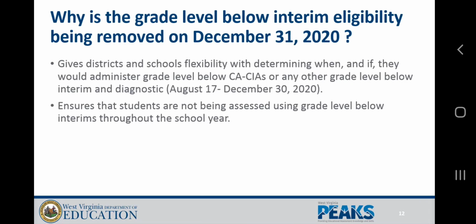Why is the grade level below interim eligibility being removed on December 31st, 2020? This gives districts and schools flexibility with determining when and if they would administer grade level below CA-CIAs or any other grade level below interim and diagnostic tests from August 17th through December 30th, 2020. This also ensures that students are not being assessed using grade level below interims throughout the school year.